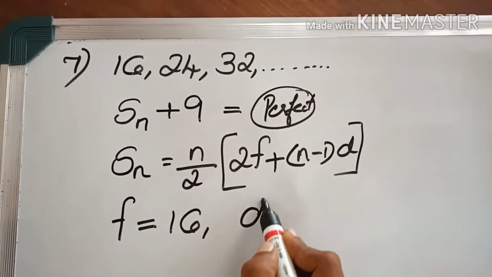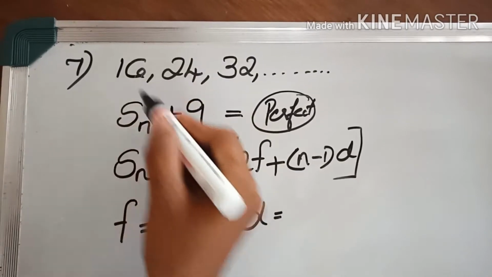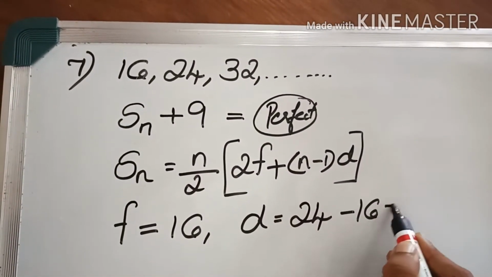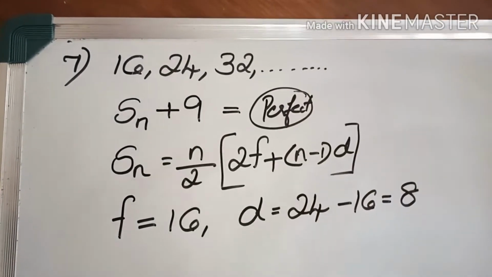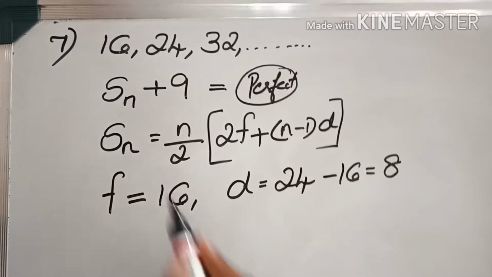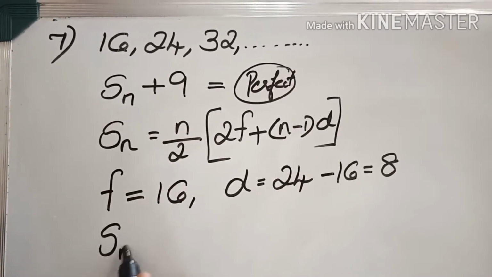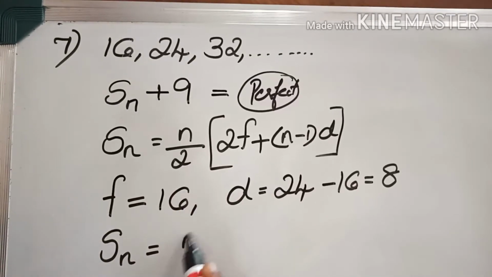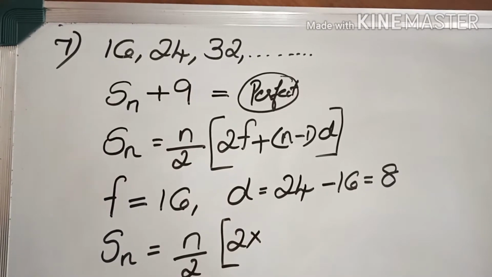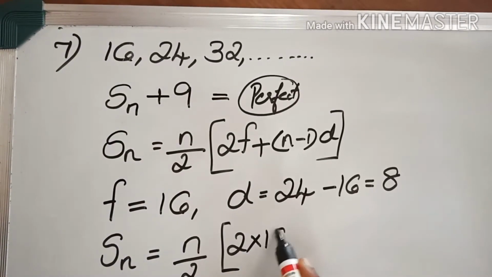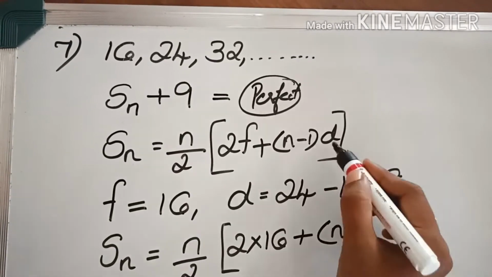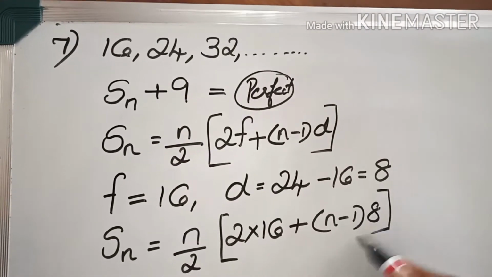Now common difference. Common difference is second term minus first term. That is 24 minus 16, and the answer will be 8. So 8 is the common difference. Now we can apply the values in the equation. That is Sn is equal to n by 2, then 2 into first term, 2 into 16, plus n minus 1 into common difference, that is 8.